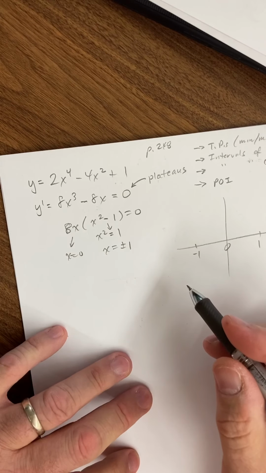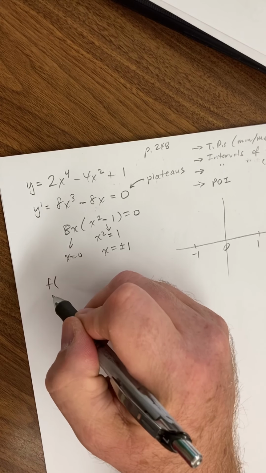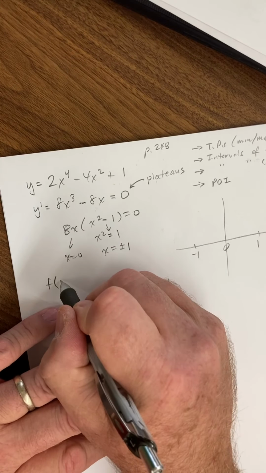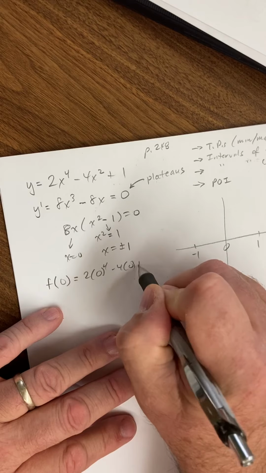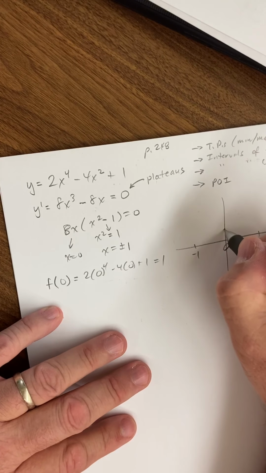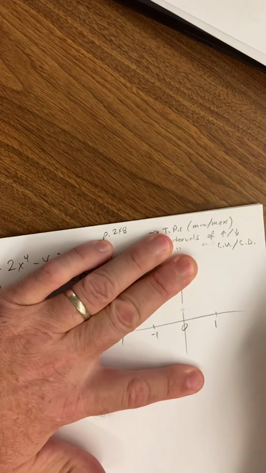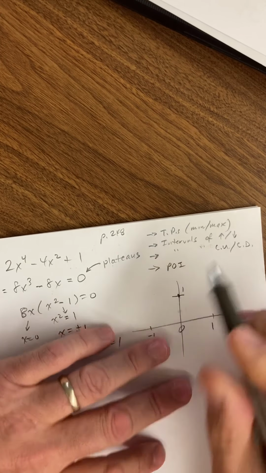Okay, where are those points? Well, we can figure it out by plugging those values into the original equation. So if we plug in 0, it will be 2 times 0 to the 4 minus 4 times 0 plus 1, well, it's 1. So at 0, it's at value 1. Okay, plateau's there at 1.